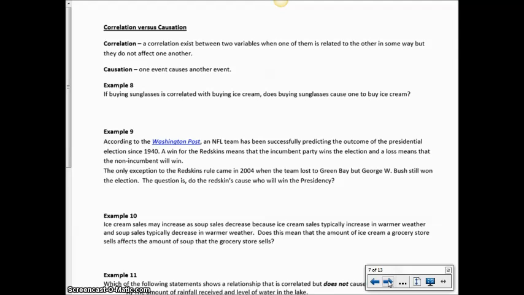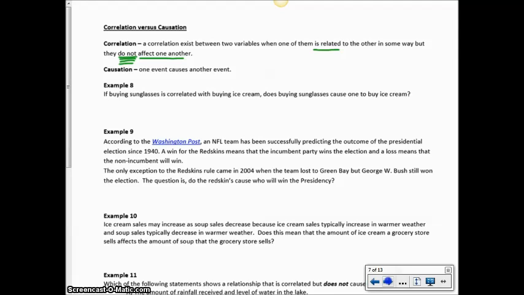All right, correlation versus causation. Now this can be really confusing if you don't really listen and kind of understand what I'm talking about. So make sure that you're listening really good to this. Correlation. A correlation exists between two variables when one of them is related to the other in some way, but they do not affect one another. Okay, we're going to go through several examples, so you'll get it in a second. But just remember that just because something's correlated to each other, doesn't mean that you have a cause and effect. So because something happens, it's not going to cause something else to happen.